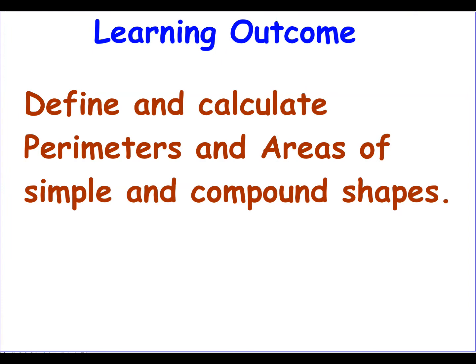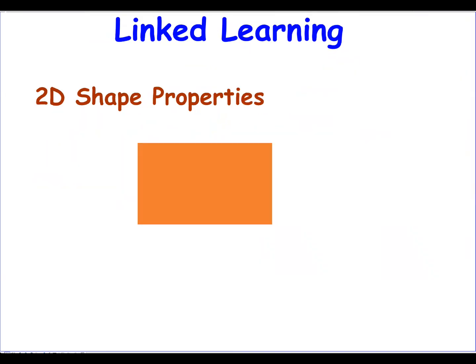The learning outcome for this lesson is to define and calculate perimeters and areas of simple and compound shapes. The linked learning relates back to the last lesson on 2D shape and shape properties. Remembering things like the properties of a rectangle, where the lengths at either end and opposite are the same length, will help us calculating perimeter and area.